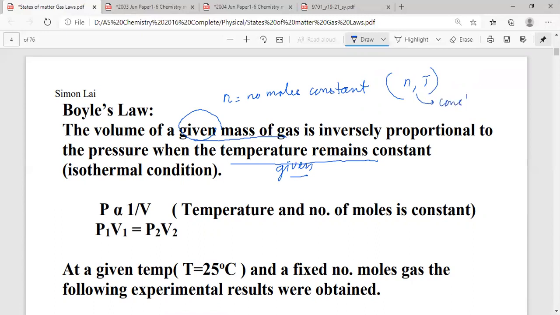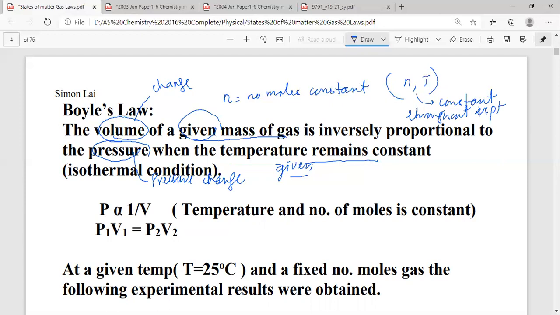Held constant throughout the experiment. An experiment means you change something. What will you change? Volume. So Boyle's law talks about changing volume, and when the volume changes, the pressure will change. How do they change? Of course, by common sense: you put 1 mole of gas in the container at constant temperature, you increase the pressure, of course the volume will decrease. That's the idea.